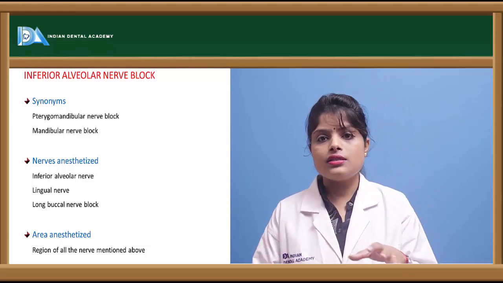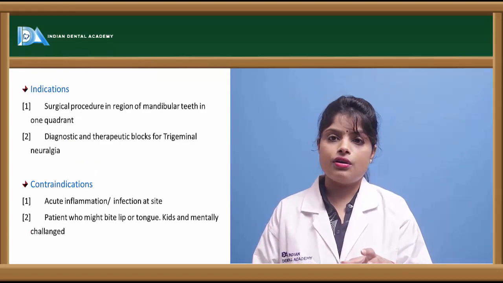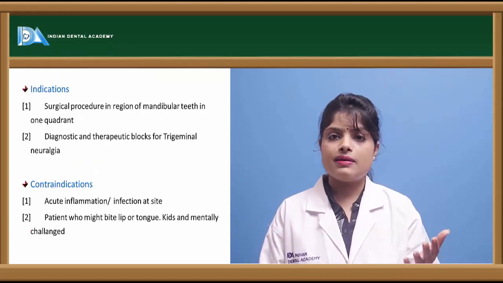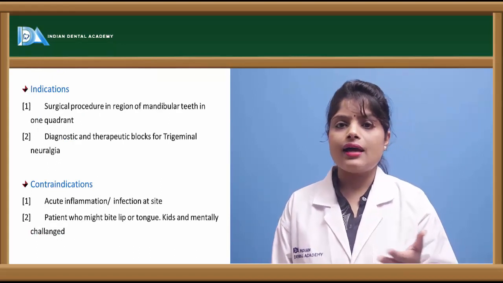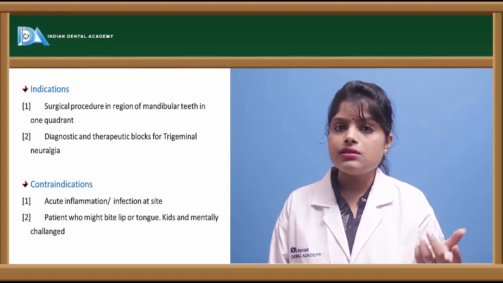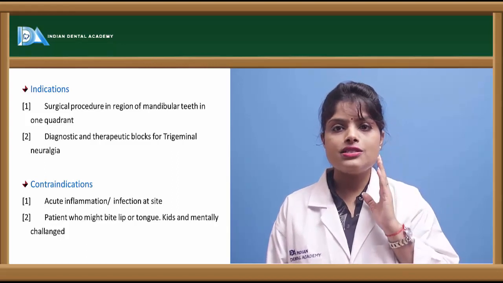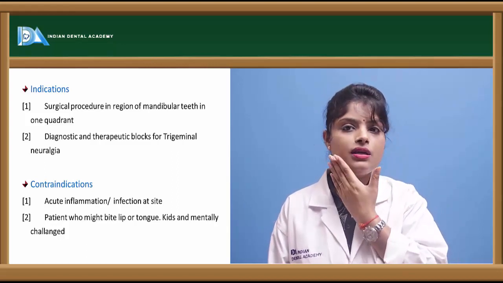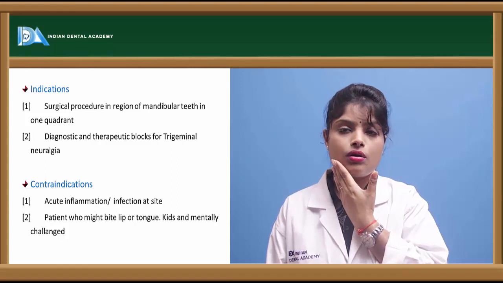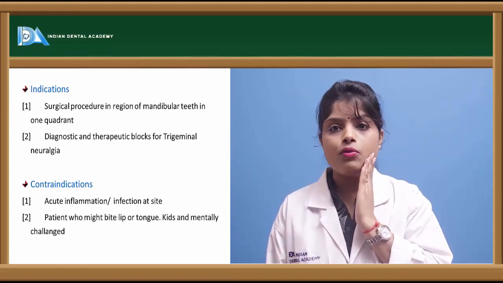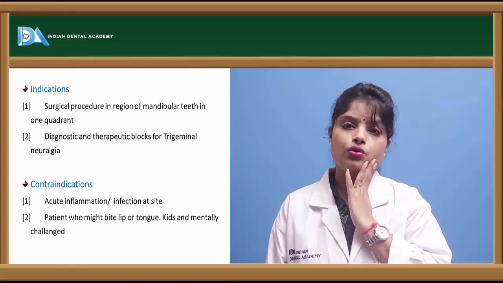Now, what is the technique for this inferior alveolar nerve block? It has two techniques basically, the direct technique and the indirect technique. Now, let us see what is the indirect technique. In the indirect technique, suppose we require anesthesia in this quadrant or in the third quadrant, we'll proceed from the fourth quadrant.